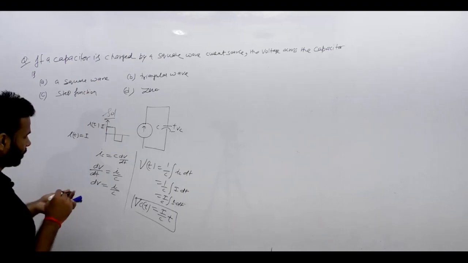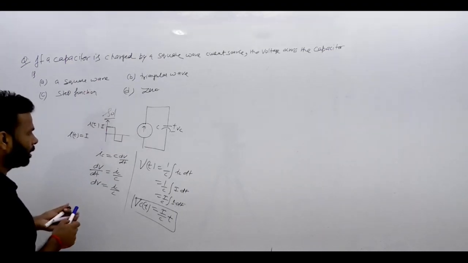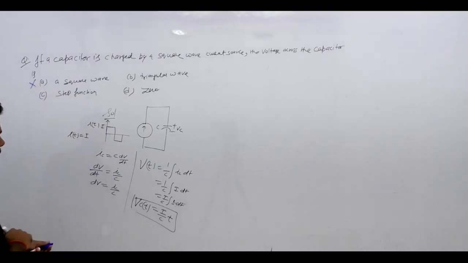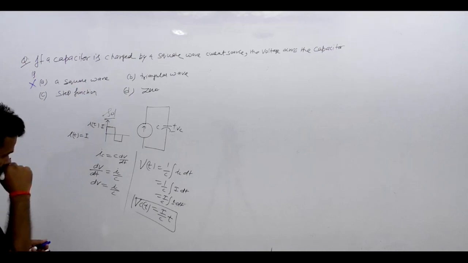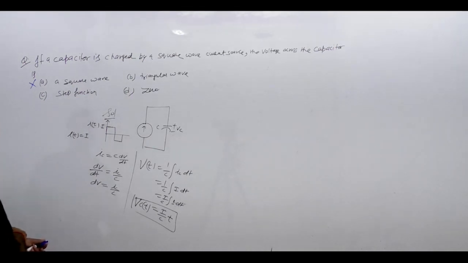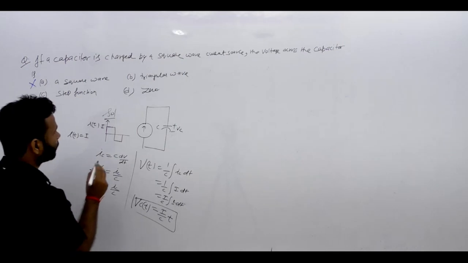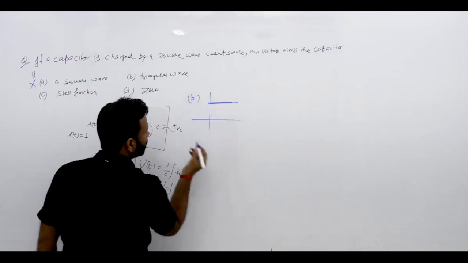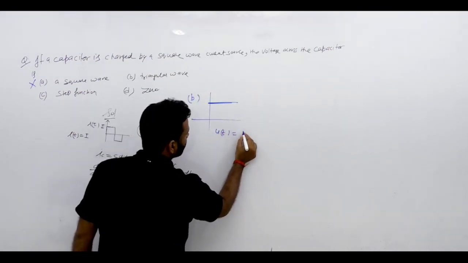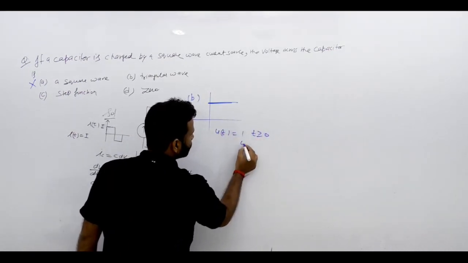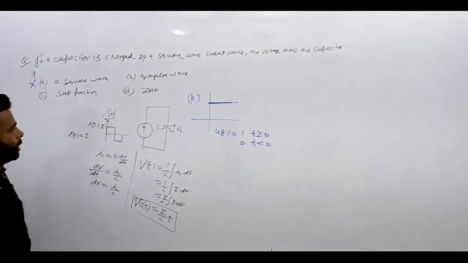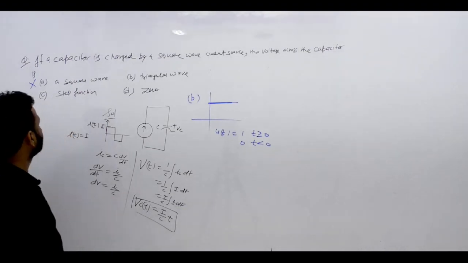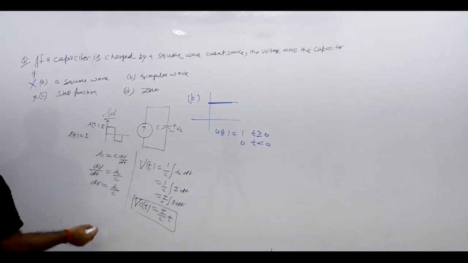Square wave is not possible, because if you integrate a square wave, that will be a ramp. So option A is wrong. Then if you have a triangular, let's see. The B option is the step function. Step function is defined as u(t) is 1 when t is greater than or equal to 0 and 0 when t is less than 0. So it is not satisfying the value, because when t is 0, it is 0. Okay, so C option is also wrong, and 0 is not possible.